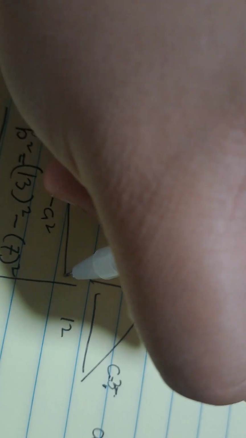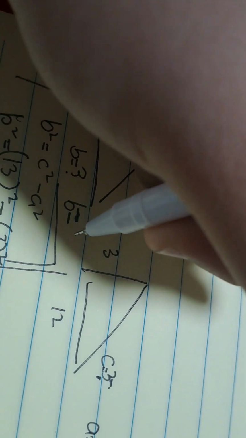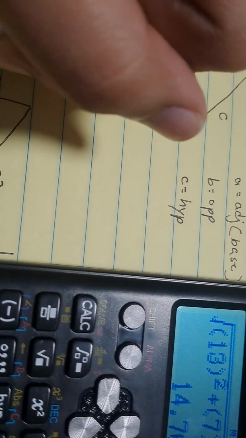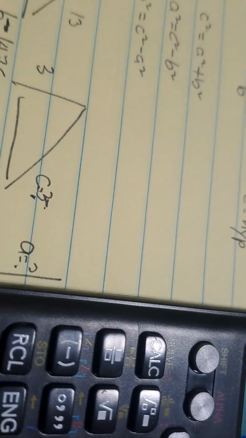B squared is equal to, or technically B equals 14.76. The reason why we square root these numbers is so that this B squared turns into B. Please remember that. We can do the other ones, but it's the same thing.